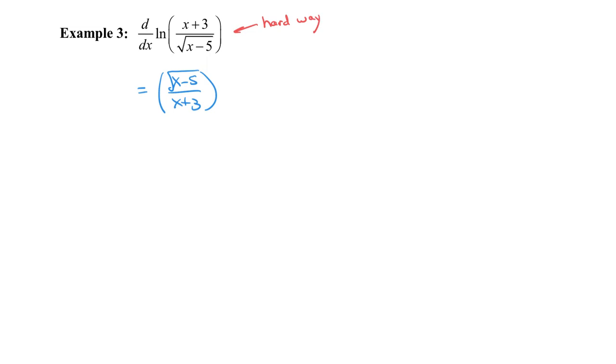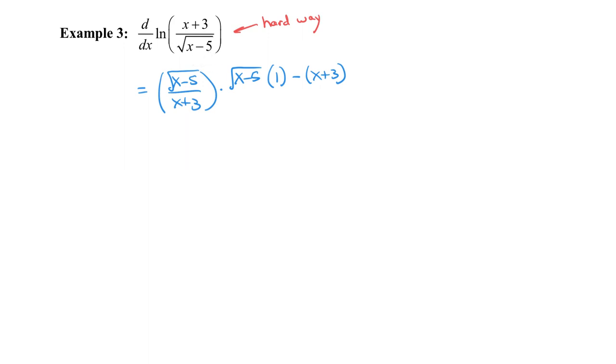So now the chain rule says, now take the derivative of this. The derivative of this, well, that's the quotient rule. Right, so I have to go low d high minus high d low, all over the square of the bottom. So low is x minus 5, d high. So the derivative of the numerator is 1, right? I just put a 1 here. So low d high minus high, which is x plus 3, d low. I need to take the derivative of this.